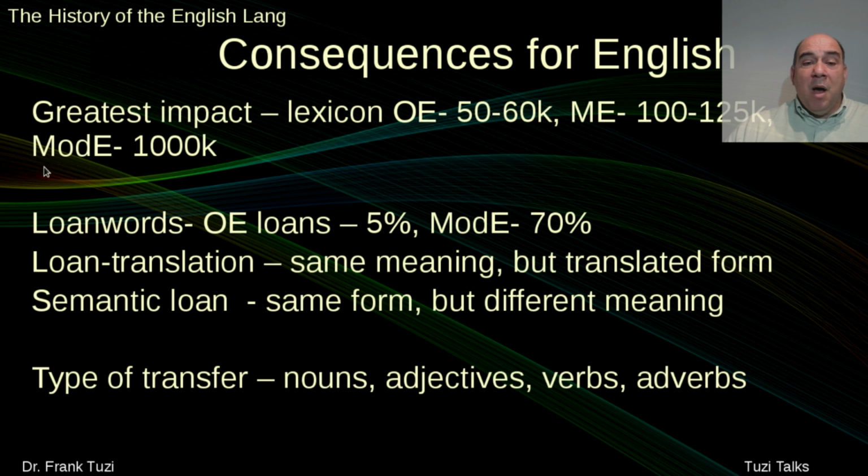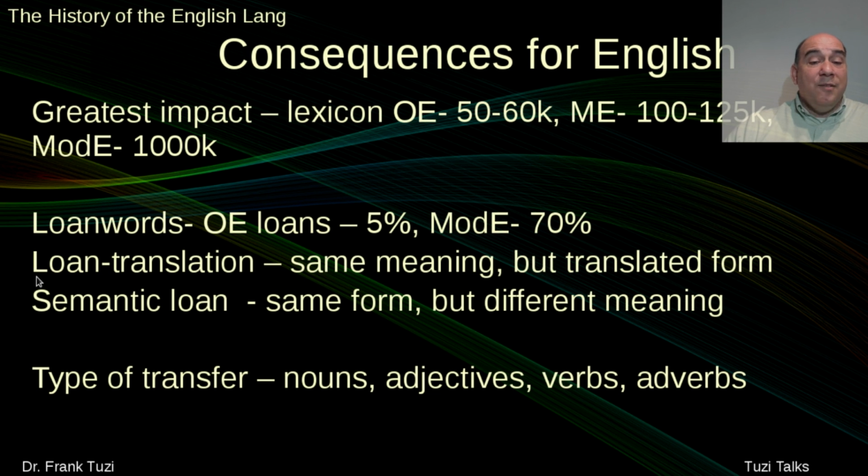By the time we get to early modern English, there's 100,000 loan words that we have. It's a great, great amount. If you look at loan words in particular, 5% of Old English are loan words that we get from somewhere else. By the time we get to modern English, 70% of them are loan words. It's crazy the amount of words that come in because of the interactions.